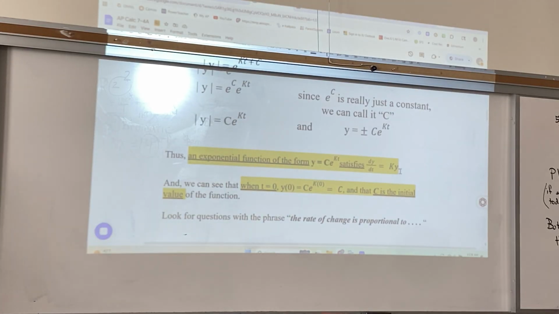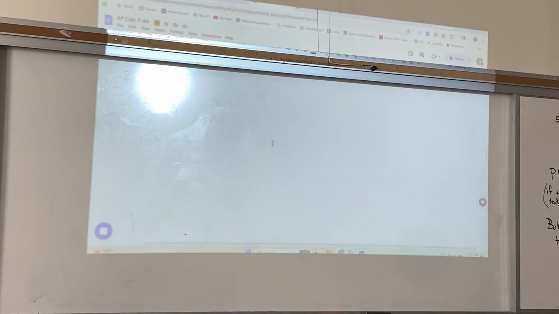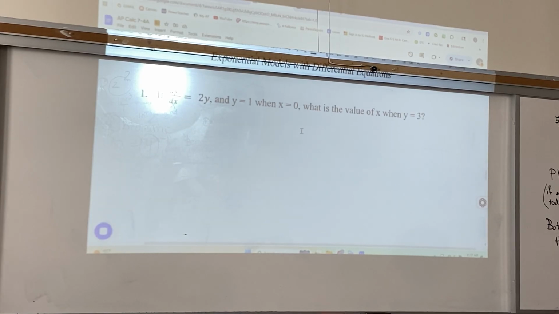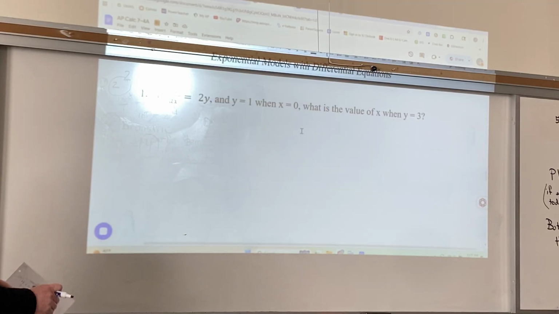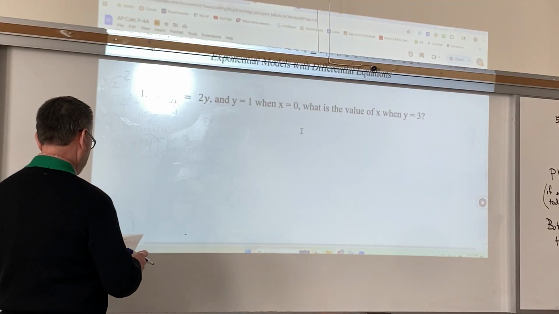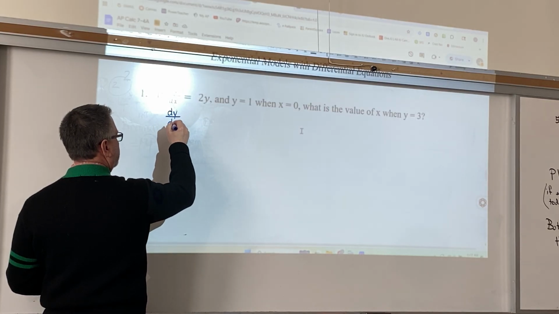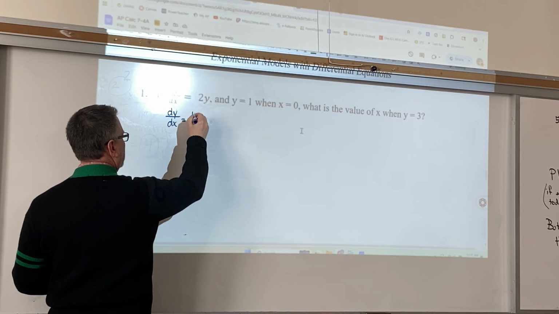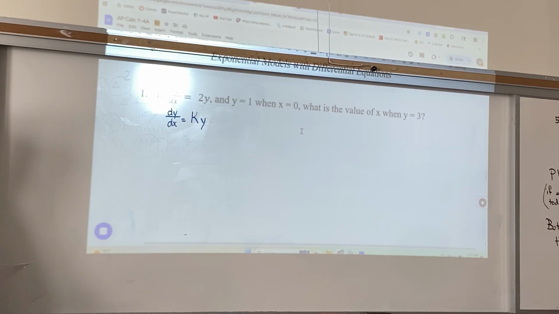So let me scroll. 1, 2, 3, 4. Got some examples to do. So dy dx equals 2y and y equals 1 when x is 0. What is the value of x when y is 3? Well, you know what I notice here? Dy dx equals ky. I would argue it's already in that form.